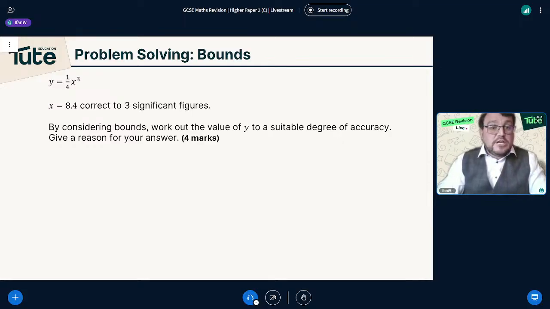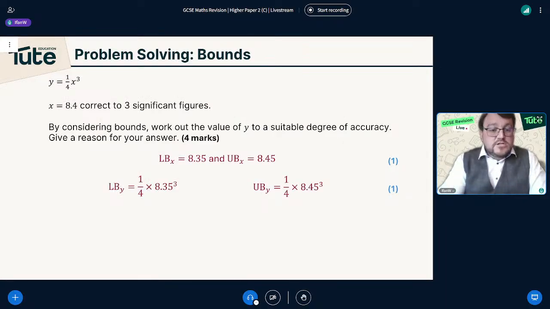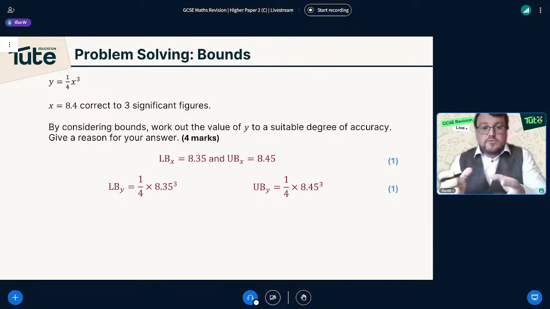Okay? So what you do here is you make sure you think of the bounds that you could take. So x is rounded, so there's a lower bound for x and an upper bound for x. Think of both of them. That means for your upper bound for y, you're using your upper bound of x, and for your lower bound for y, you're using your lower bound of x. I've said that the wrong way round, but there we go. 8.3 is the lower bound for x, and 8.45 is the upper bound for x. Okay, there's your second mark.